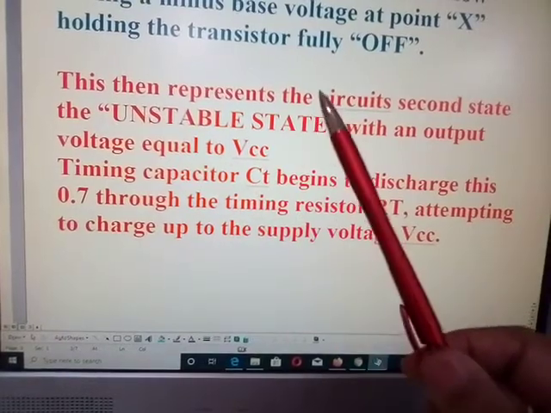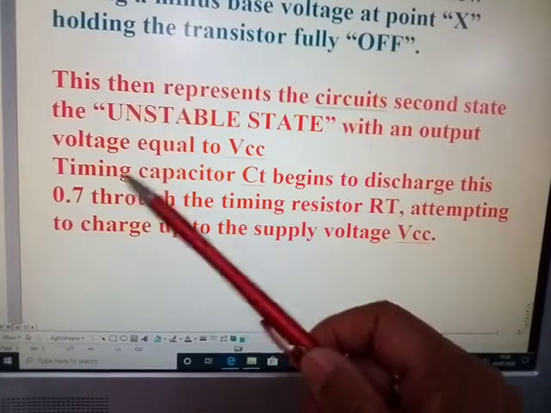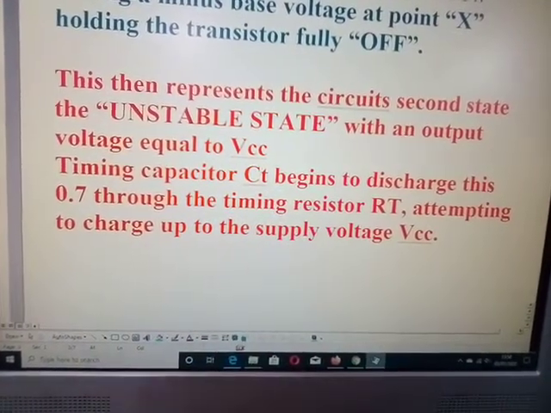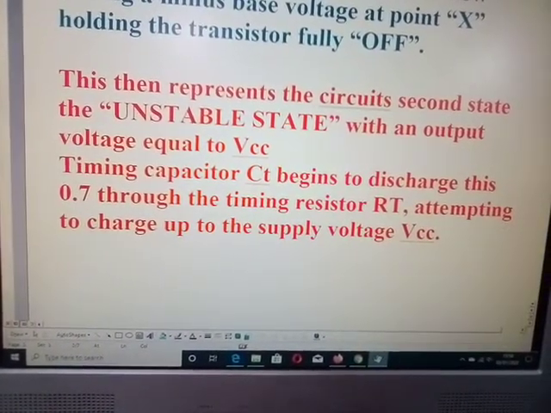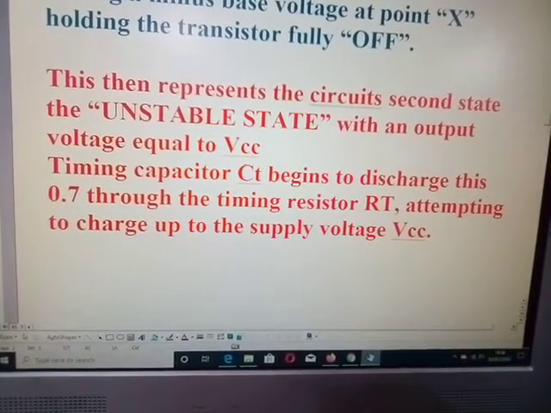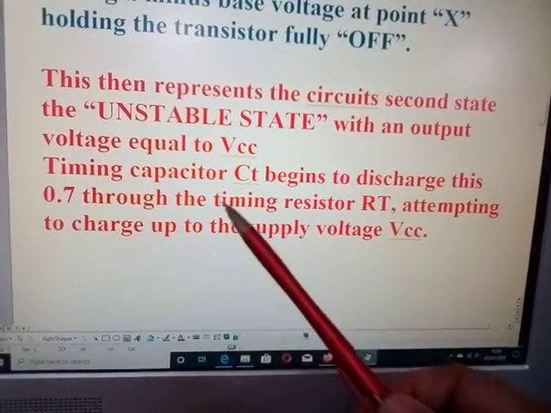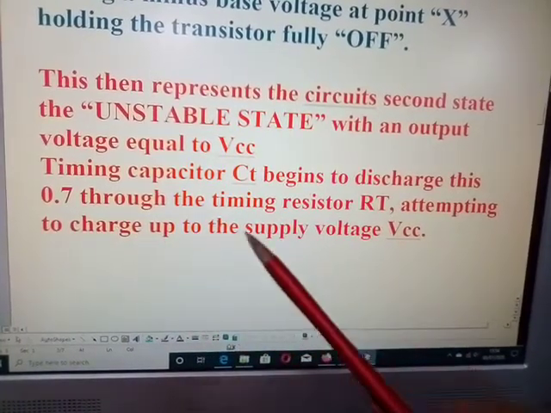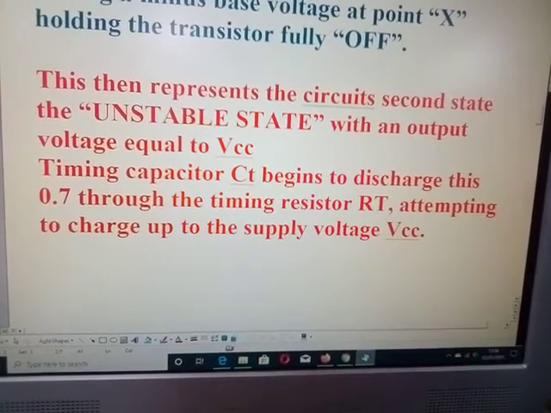This then represents the circuit's second state, the unstable state, with an output voltage equal to VCC. Now remember, the output voltage for VCC will be the applied voltage that you have used. So if you have been using a 9-volt battery, then VCC will be 9 volts. Timing capacitor CT begins to discharge this 0.7 through the timing resistor RT, attempting to charge up to the supply voltage VCC.